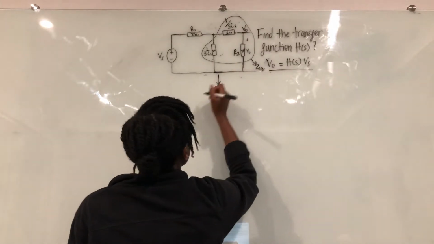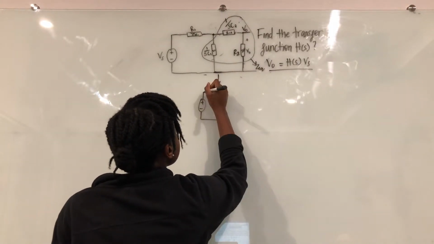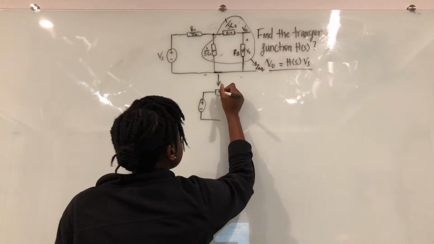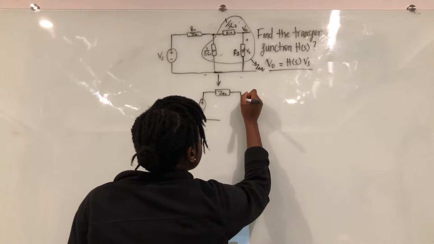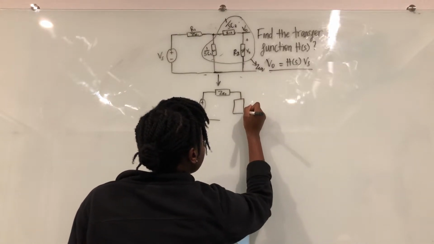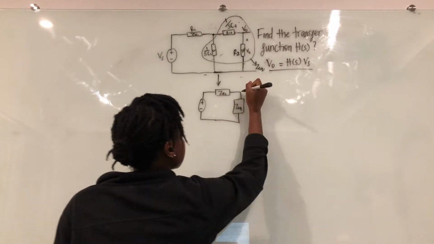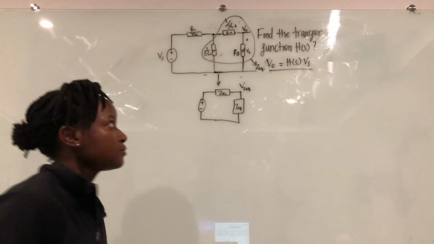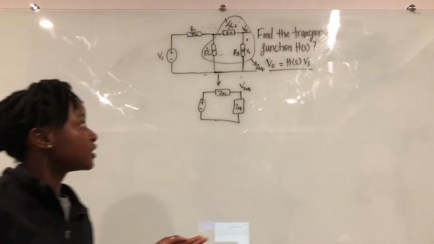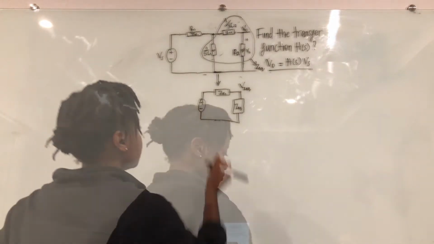So we'll have our V source with impedance 1 with our ZEQ, and we can just say this is VZEQ. And from here, we can go ahead and simplify what ZEQ would be.